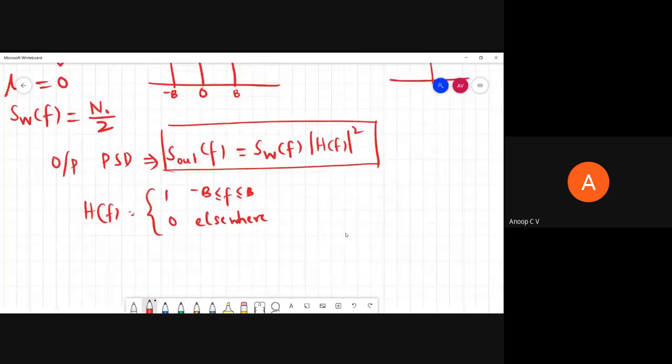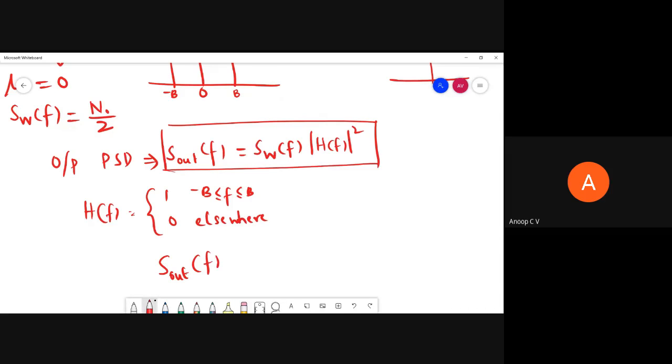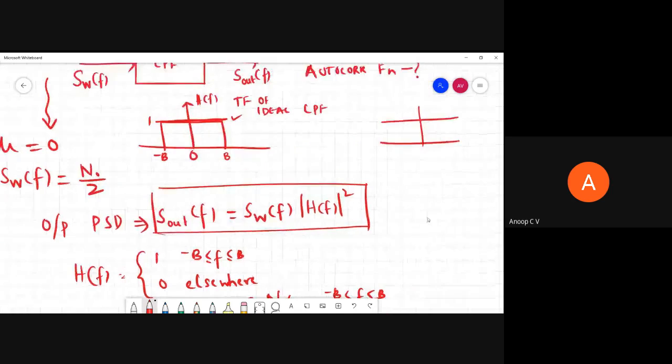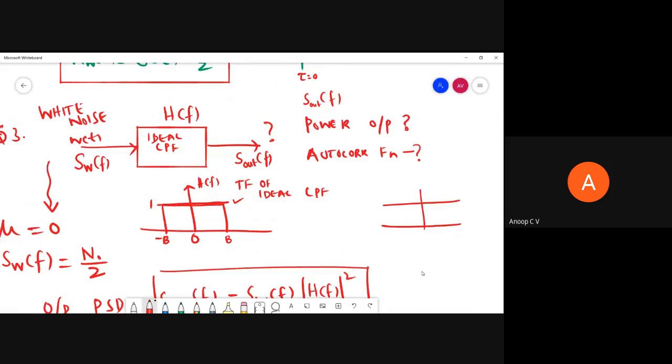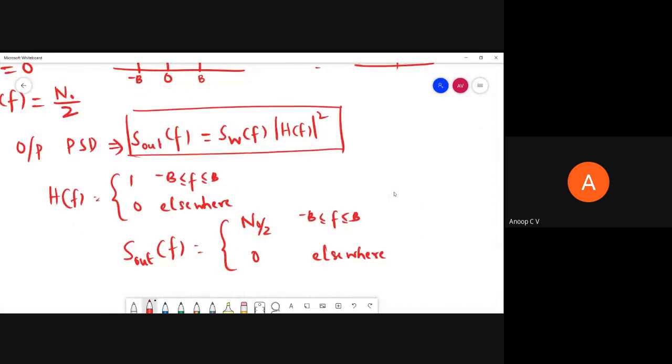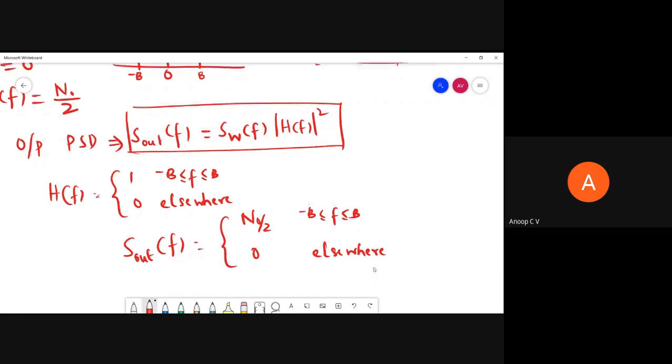So I can write now S out of f is equal to N naught by 2 from minus B to plus B, and it will be 0 elsewhere. The output power spectral density will be equal to N naught by 2 from minus B to B and 0 elsewhere. So what does it mean? Even though the white noise has power components ranging from minus infinity to plus infinity, our system limits the frequency range from minus B to plus B. So only the noise within this frequency range will be passed. The remaining will be blocked.